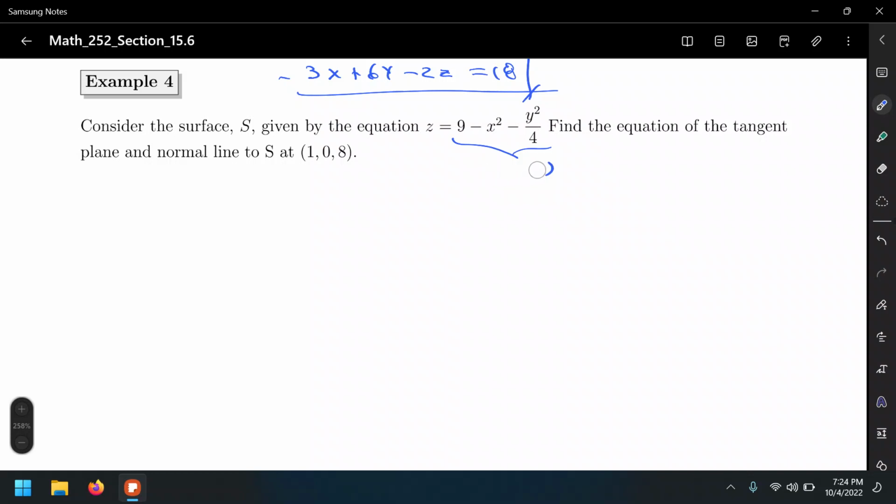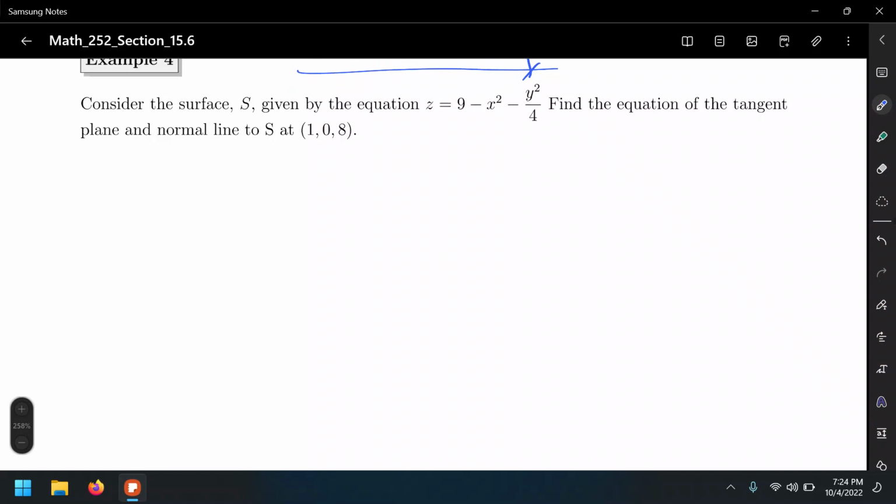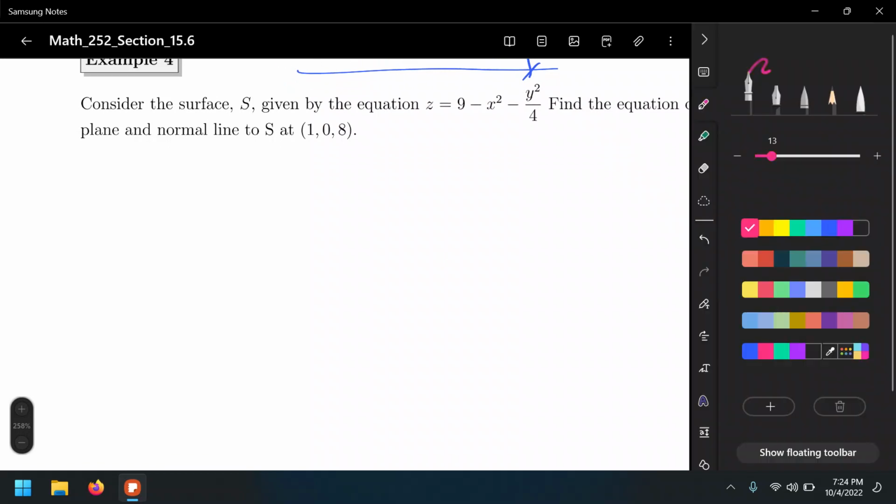In this case, we can do the implicit way because we have z as some f of x, y, so we can go the other way. I'm going to show you both ways, so you can see that in this case we can do it both ways. The previous example is only doable via the implicit function way. All right? So let's call this method one, implicit.